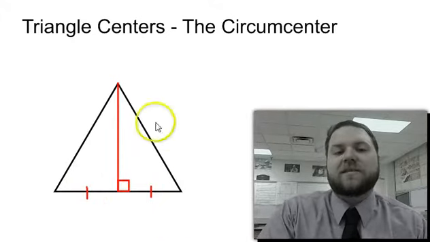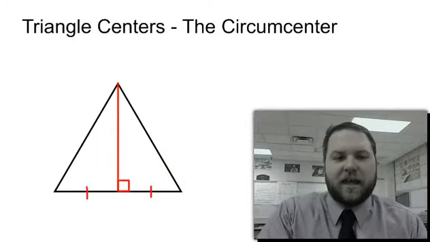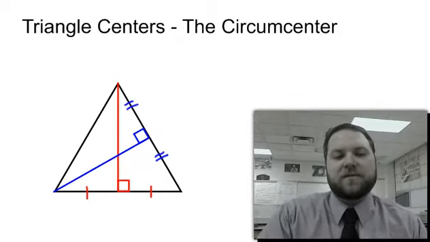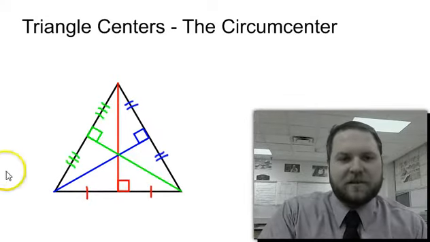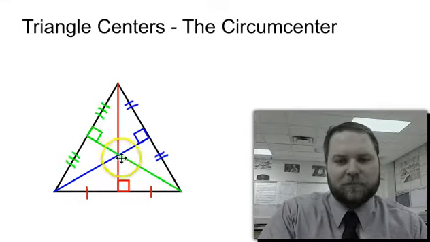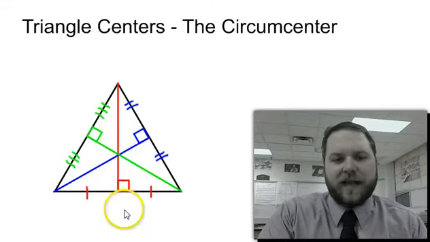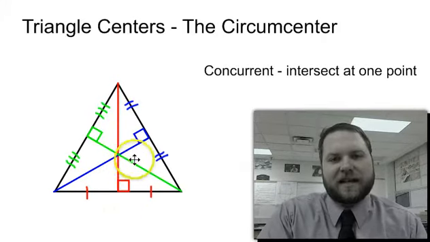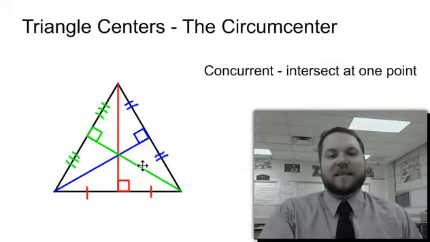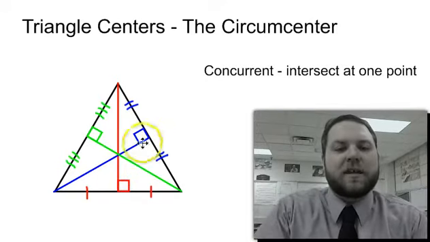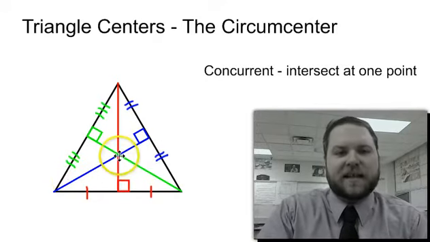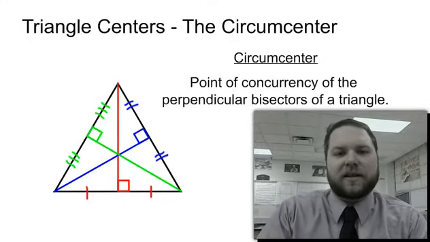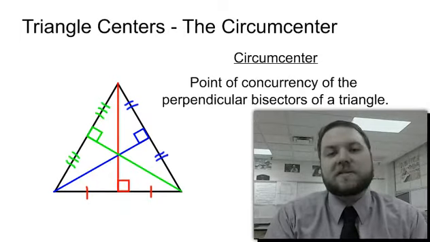So now let's do that for the other sides. Let's think about doing it for this side, and again we're just cutting it in half and meeting it at a 90-degree angle, and then we do that for the third side. And you'll notice that all of them meet in this point right in the center. And so that point is called the point of concurrency for these three lines. So concurrent just means that lines intersect at this one point. And all three of the perpendicular bisectors of the sides are concurrent at one point, and that point is the circumcenter.